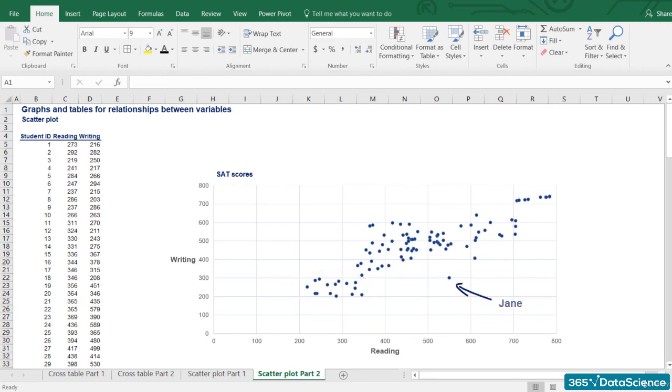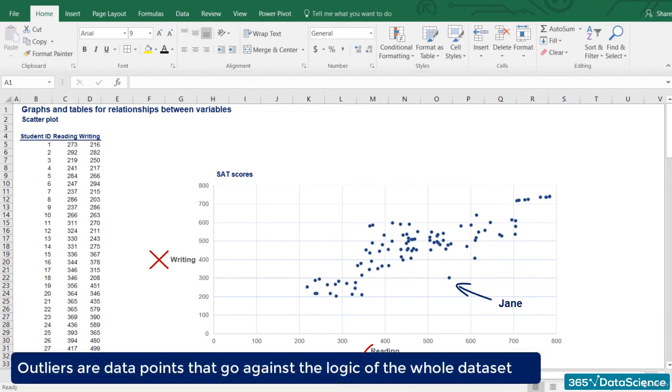Finally, we have Jane from a minute ago. She is far away from every other observation as she scored above average on reading but poorly on writing. This observation is called an outlier, as it goes against the logic of the whole dataset. We will learn more about outliers and how to treat them in our analysis later on in this course.